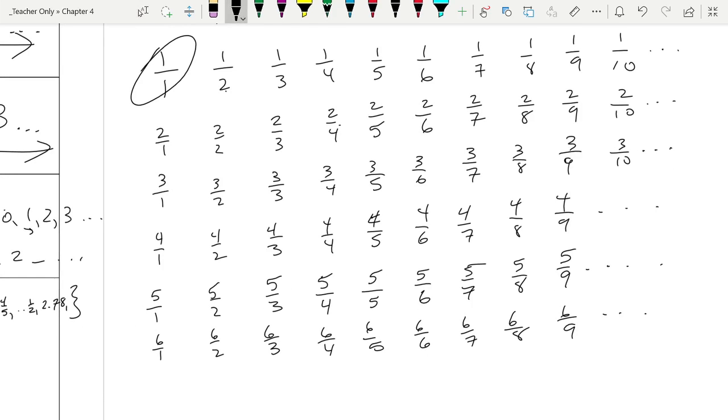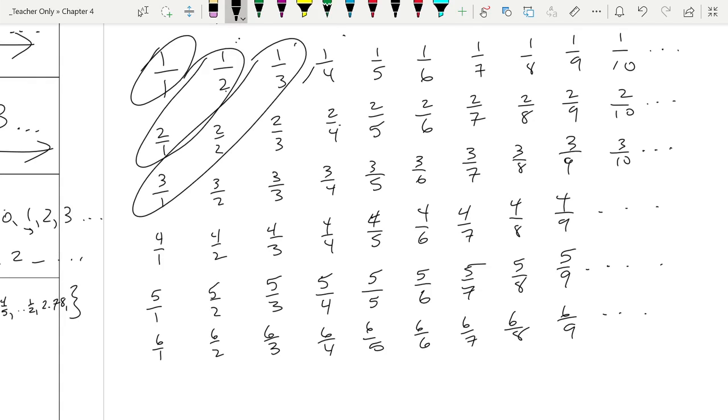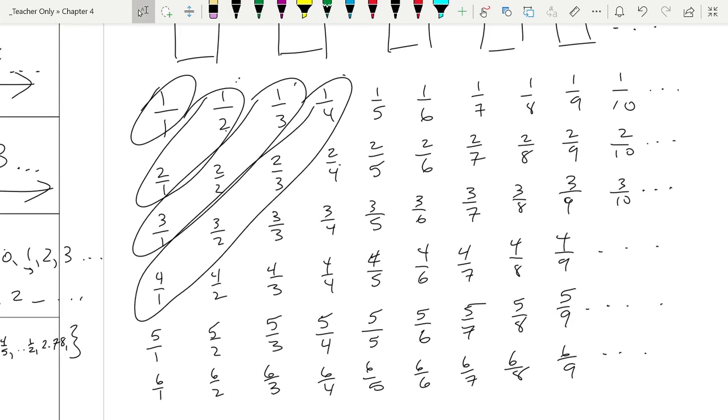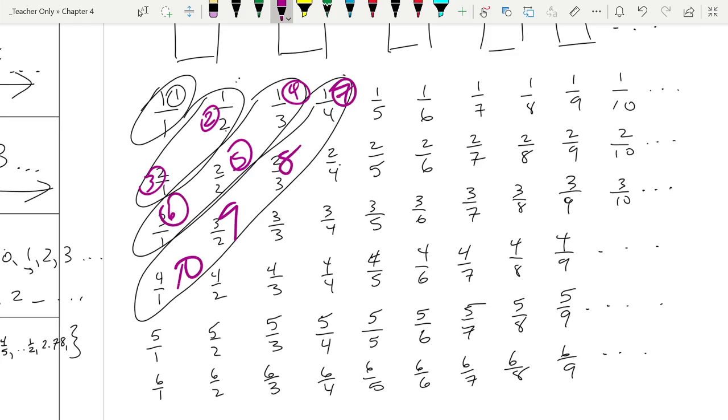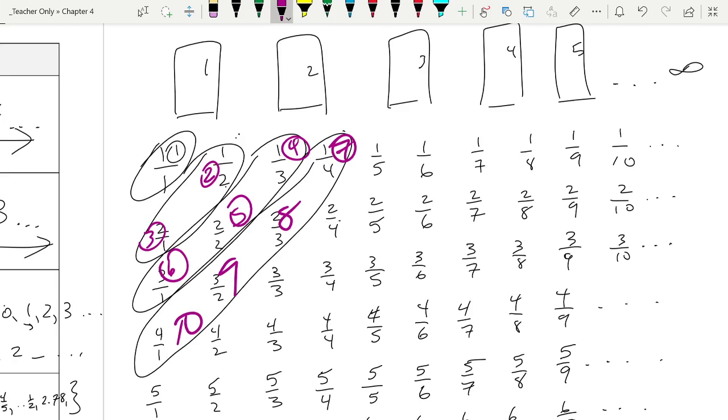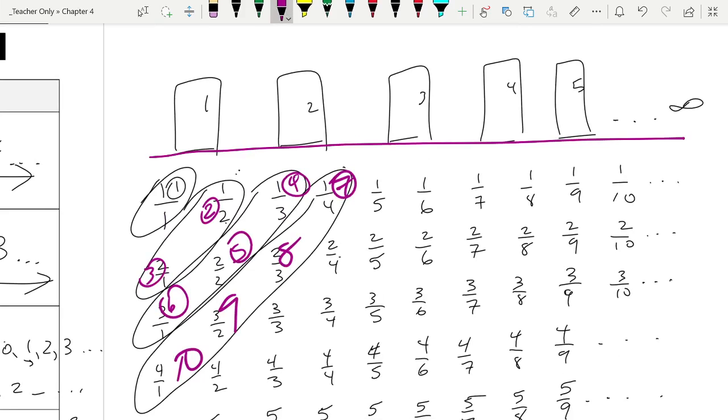Here's my first number. Then I'd start here and do those 2. Then I'd start here and do those 3. Then I'd start here and do those 4. And if I keep doing the diagonals and I say, okay, you, sir, go into room 1, and you go into room 2, you go into room 3, you go into room 4, you go into room 5, and you're in 6, and you're in 7, you're in 8, and you're in 9, and you're in 10. My bellhop, because he has infinite rooms, can put all of the fractions in his hotel.